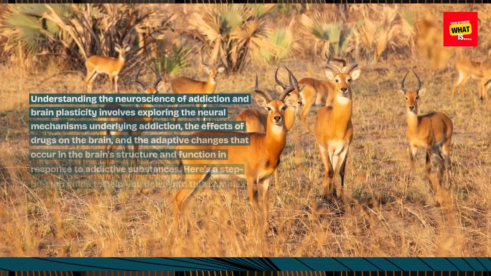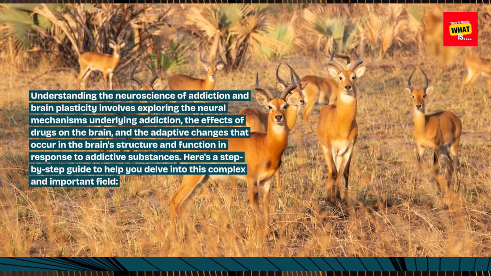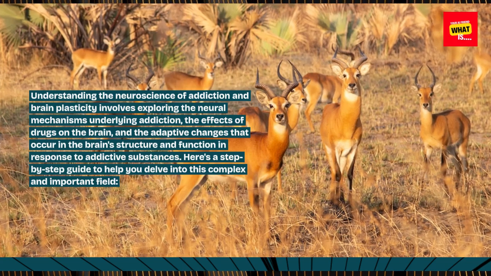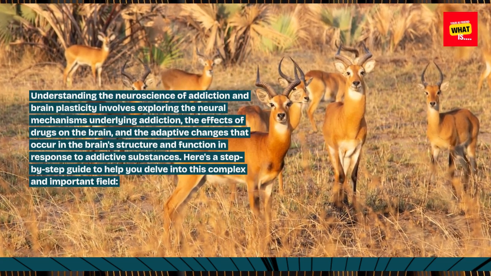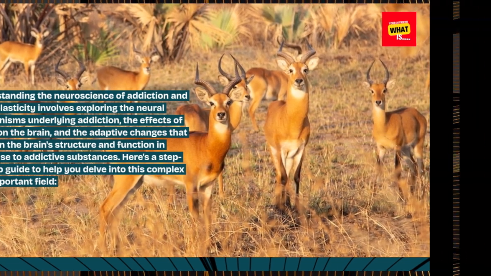Understanding the neuroscience of addiction and brain plasticity involves exploring the neural mechanisms underlying addiction, the effects of drugs on the brain, and the adaptive changes that occur in the brain's structure and function in response to addictive substances. Here's a step-by-step guide to help you delve into this complex and important field.